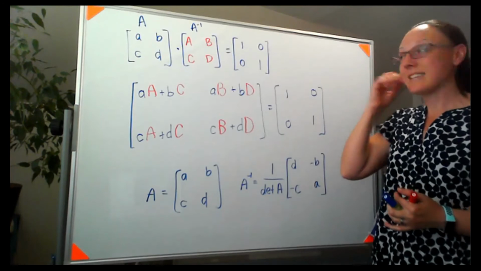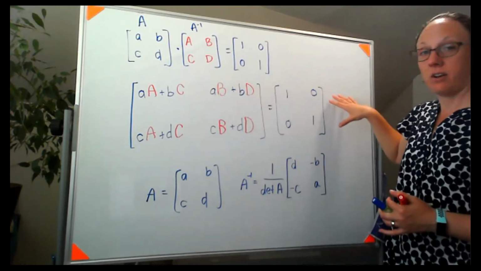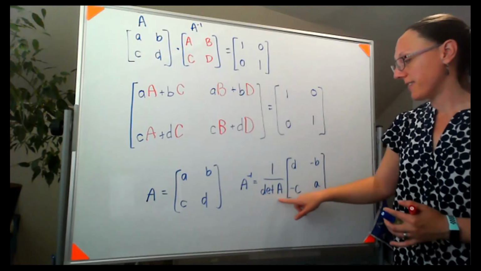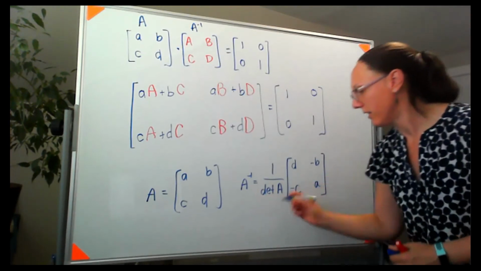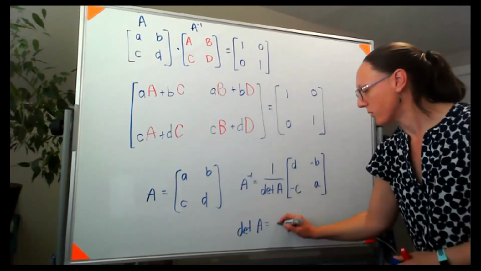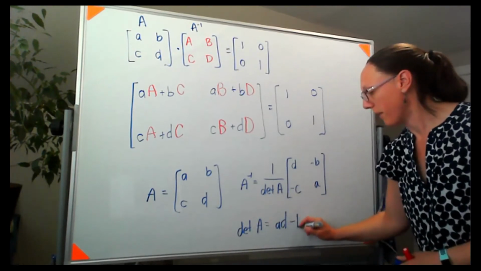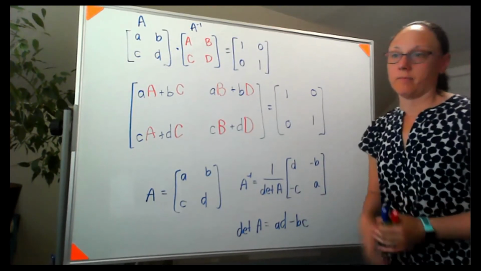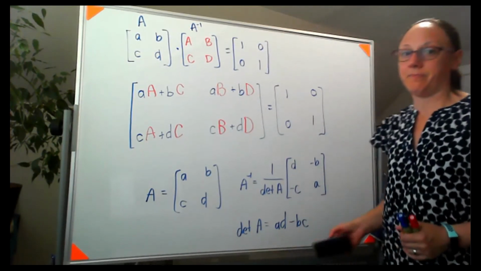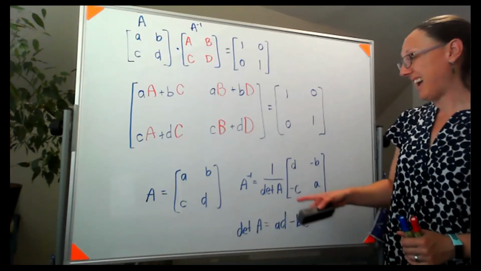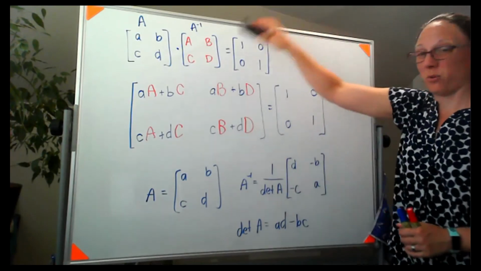Now, if we were to actually work out all of this algebra up here, we would find out that this determinant here, that determinant of A is equal to AD minus BC. So I'm going to erase all of this.